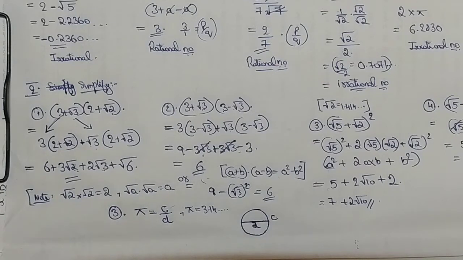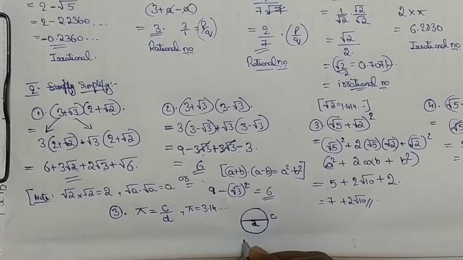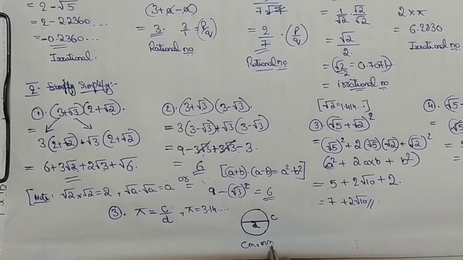Now when we measure the circumference of a circle, we measure with the help of a scale, and a scale can give you centimeters. It can also give you millimeters, like 1.1, 1.2, something like that, but it cannot give you more than that.